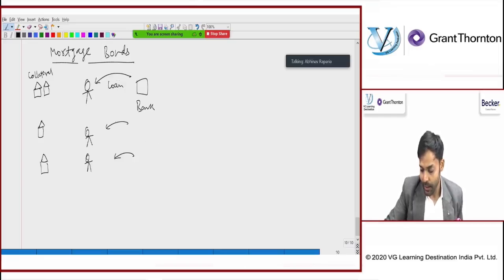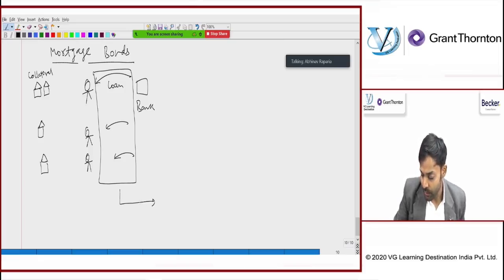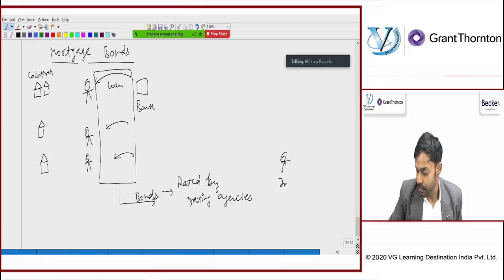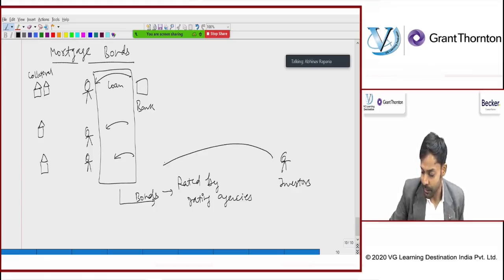And when you add up the entire loan, the chunk of the entire loan, there are many, and you just club them all, you pool the entire loan, and you issue it as a bond. How would you issue that? You get it verified, you get it rated by rating agencies, and on the basis of the rating, the investors will give you the money. This entire arrangement is called mortgage bonds, right?